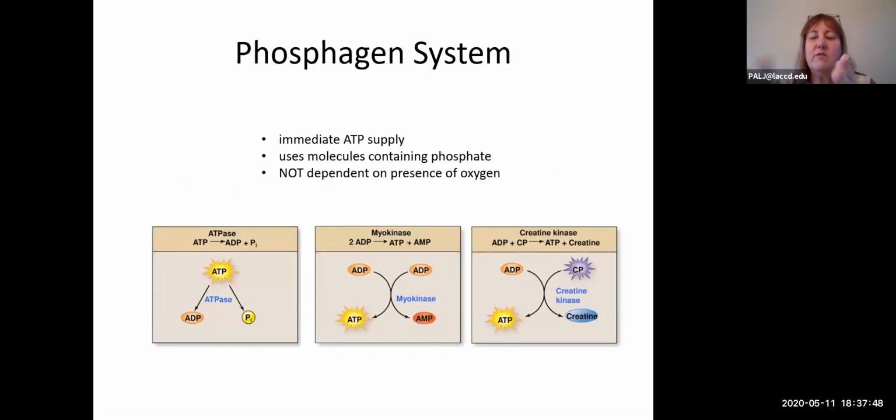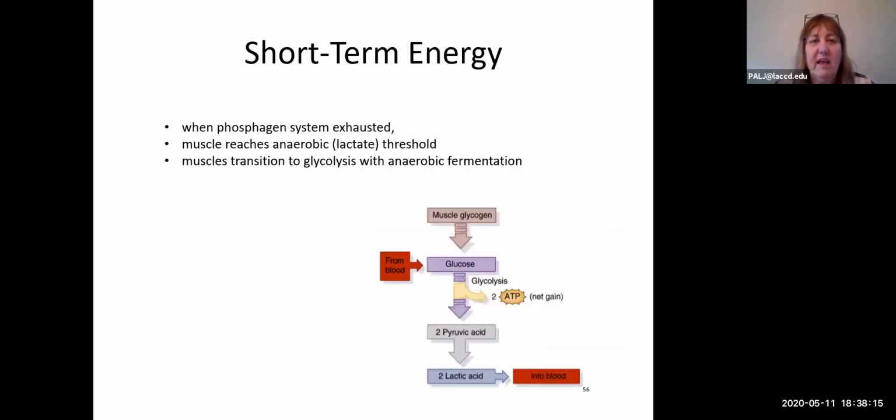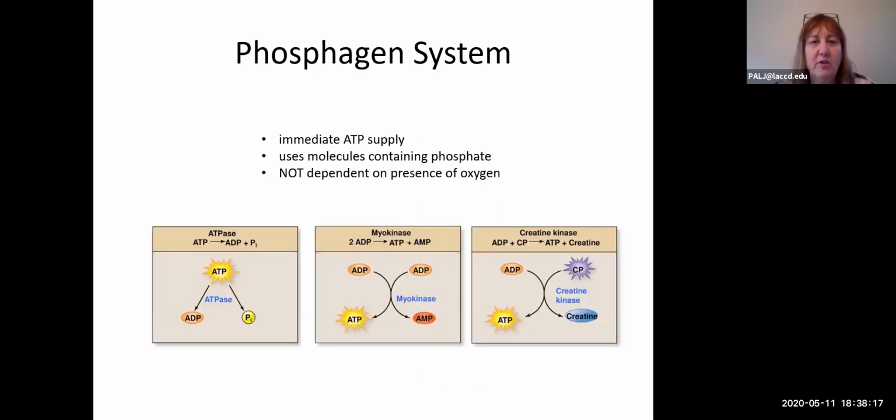So all three of those enzymes are involved with transferring phosphate molecules. And so these are called the phosphagen system. Okay, because they're generating these high energy ATPs for an immediate supply of ATP. None of these are dependent on oxygen whatsoever. So this phosphagen system is what is used for immediate ATP.